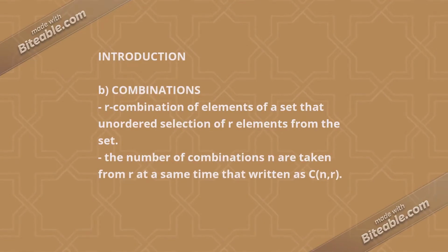As for combination, a combination is an r-combination of elements of a set, that is, an unordered selection of r elements from the set. The number of combinations of n elements taken r at a time is written as C(n, r).